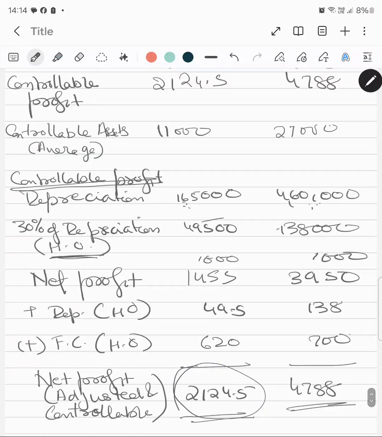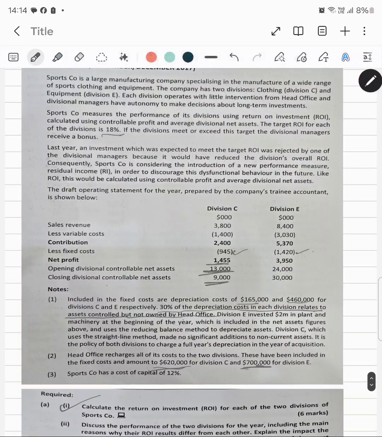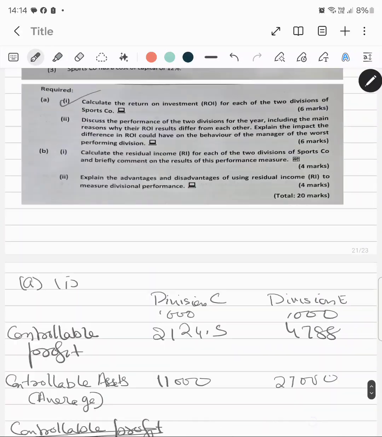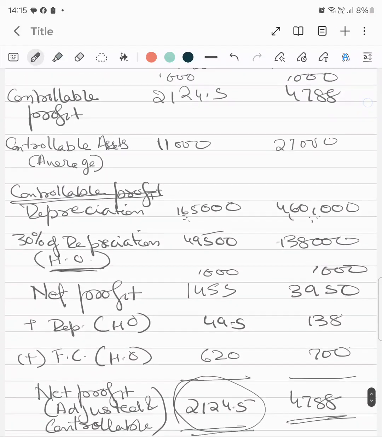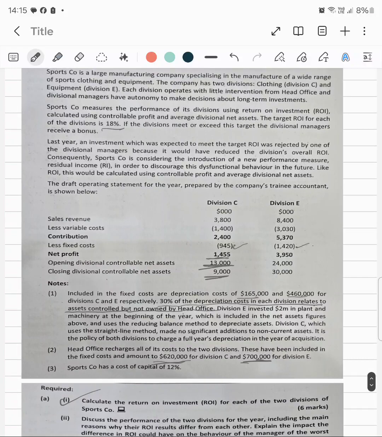But since I have calculated the controllable, we are talking about the divisions actually. So if I go by this net profit, it is not the actual net profit, right? We have already adjusted it, so we cannot consider that. What we need to consider is the net adjusted profit which we have calculated over here. So I can clearly see that 2124.5 divided by the revenue given in the question, 3800, is 55.9, so 56%. So for division C it's 56%. This is my net profit or net margin ratio.